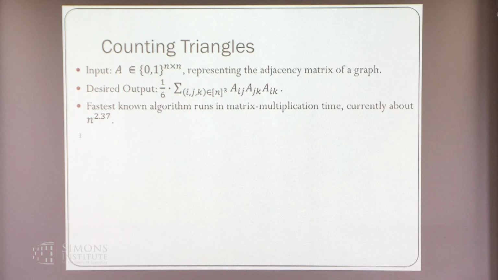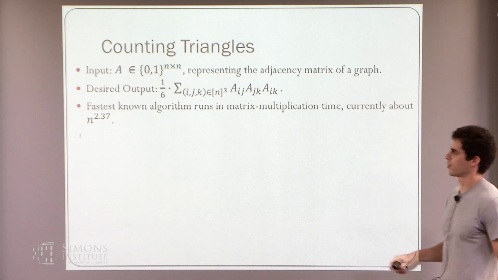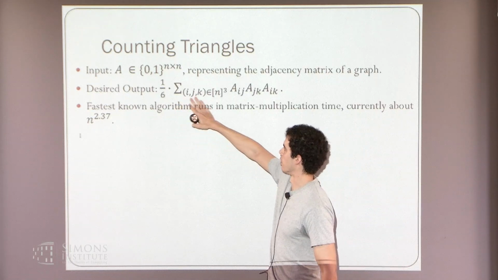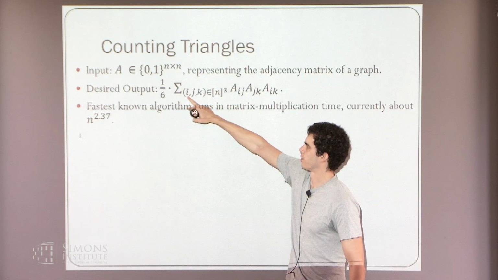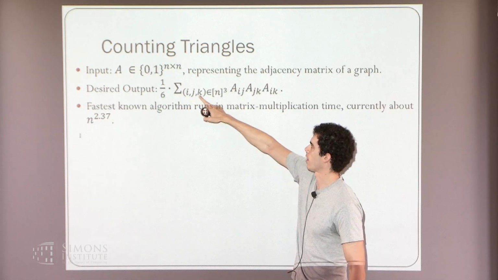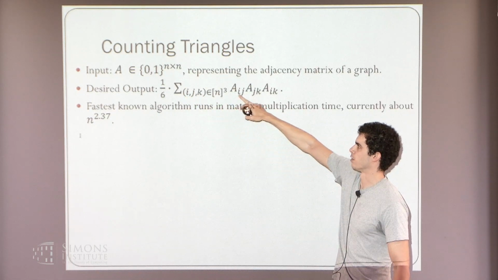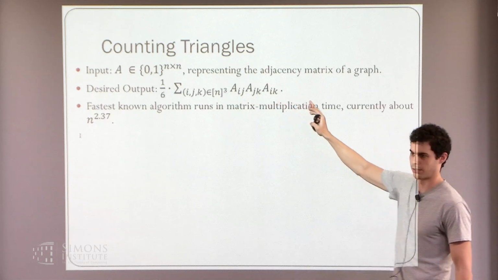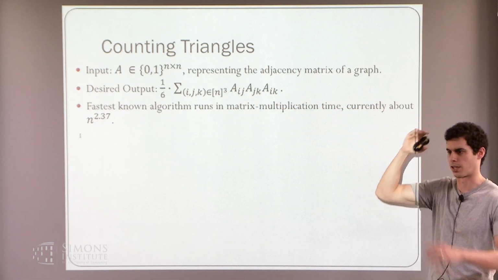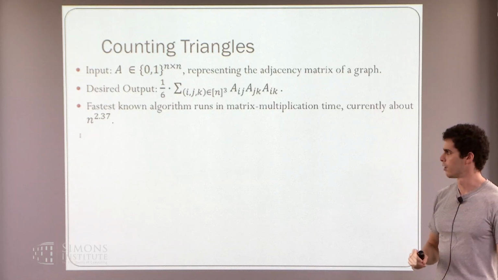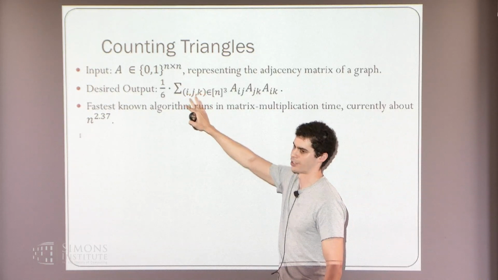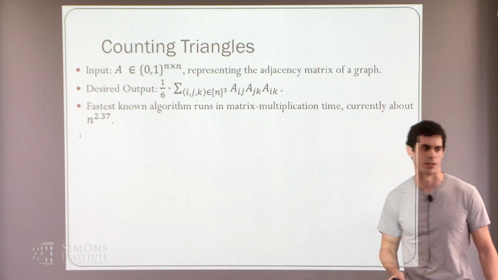Our input is the adjacency matrix of a graph. So that's an n by n matrix whose entries are 0, 1. So 1 represents there's an edge between these two nodes, and 0, there's no edge. OK, so counting the number of triangles in the graph is the same as computing this sum. This is saying you're summing over all triples of nodes i, j, and k, and asking, is there an edge between ij, jk, and ik? That's what it means for there to be a triangle between i, j, and k. They're all connected to each other. And this 1/6 here is just because there are 6 ways to order i, j, and k, and you don't want to count the same triangle 6 times.